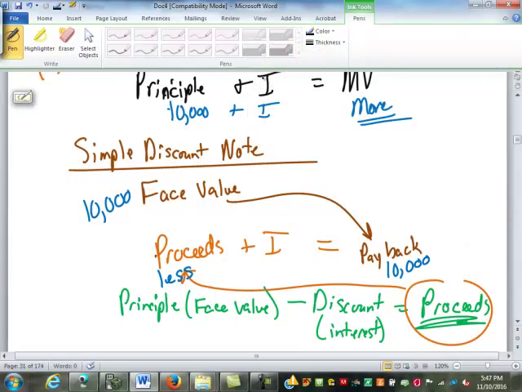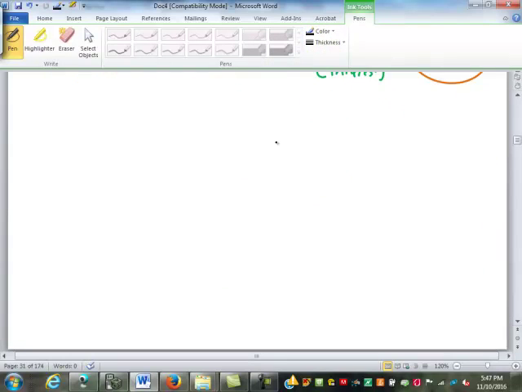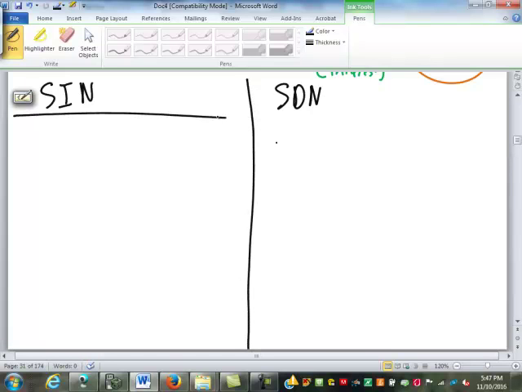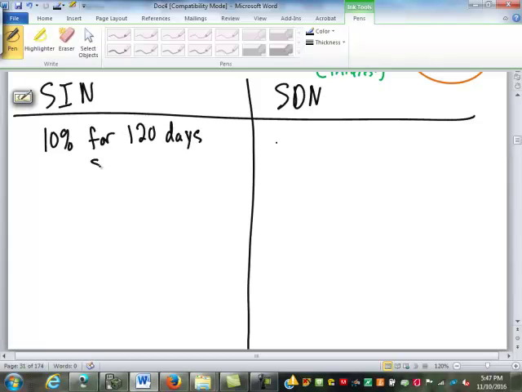So let's compare apples to apples here. Simple interest-bearing note, simple discount note. Both of these are going to be 10% for 120 days, $10,000.